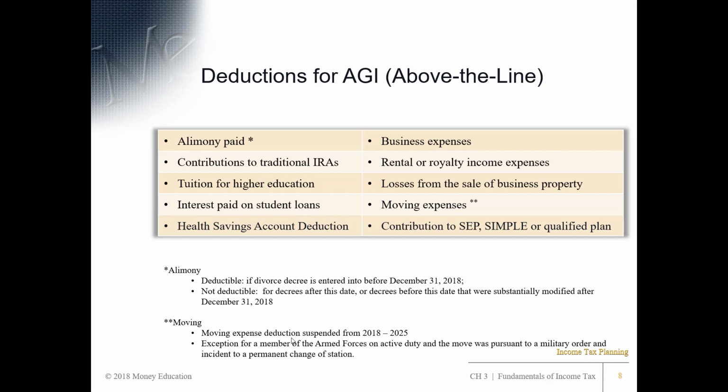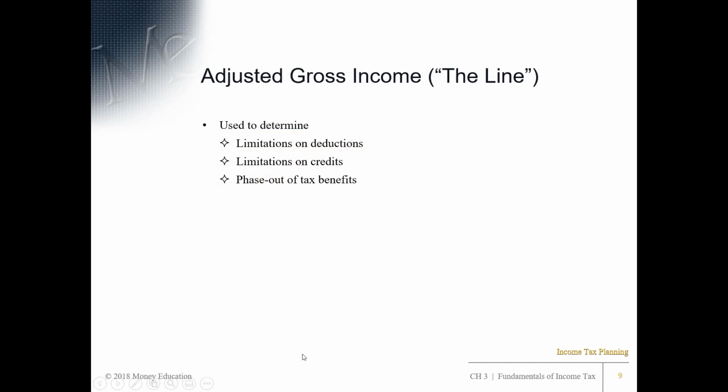Contribution to a SIMPLE, SEP, or qualified plan. In financial planning, a lot of people will be self-employed or a small business owner, and they might contribute to a SEP, SIMPLE, or qualified plan. So you would see that. Adjusted gross income, it's called the line. It's used to determine limitations on deductions, credits, and phase out for tax benefits.